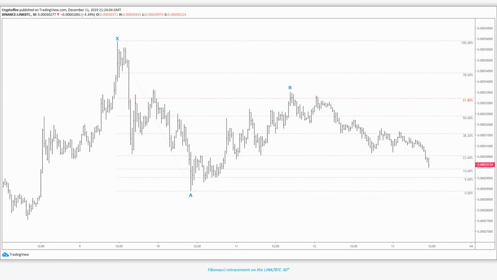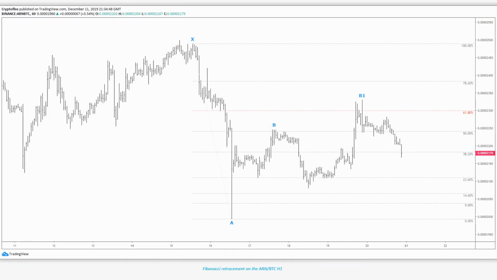In this example, a key maximum was formed at point X on the LINK BTC 30 minutes chart. After some time, price reached a local minimum at point A. Then the corrective uptrend followed. Now, price touched the key resistance level of 61.8%. Therefore, a local downturn of price could be expected within the descending trend XA. Let's have a look at the last example.